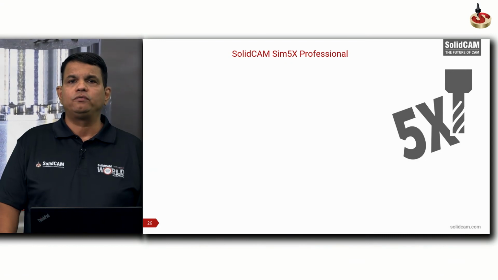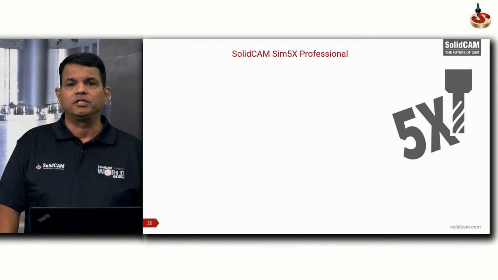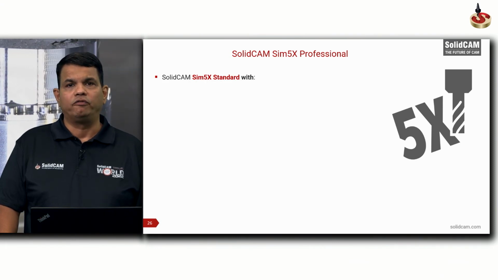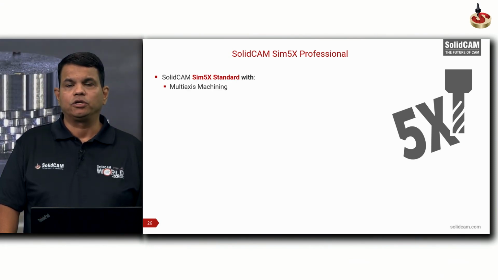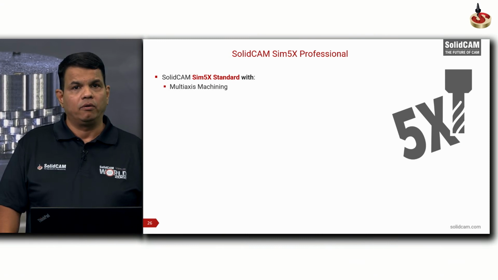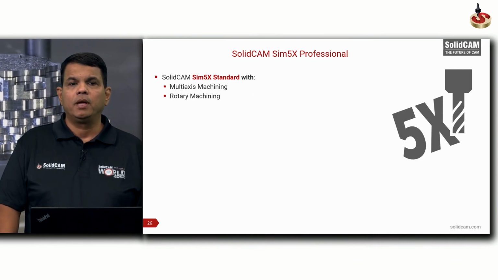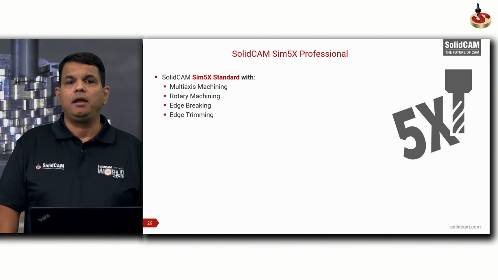Next, we go to the simultaneous 5-axis professional package. It has everything that standard has to offer, plus multi-axis machining, roughing, as well as finishing using the barrel tools, the automated functions. They're there in multi-axis machining. It has rotary machining. It has edge breaking and edge trimming.